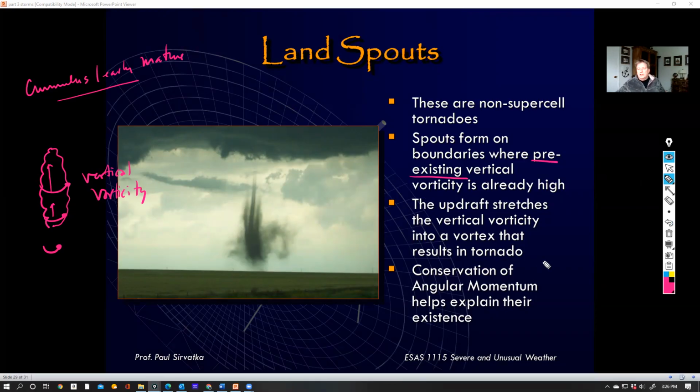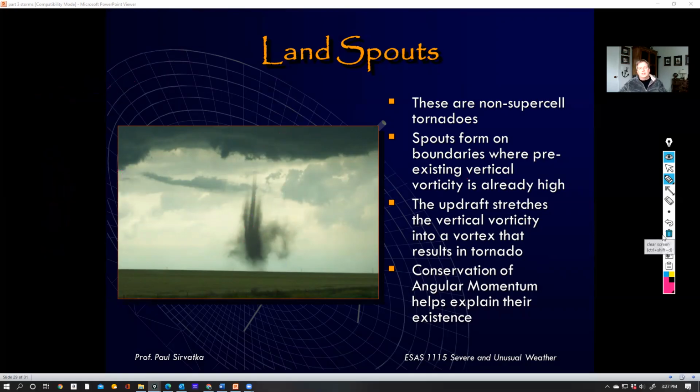Okay, the conservation of angular momentum: the smaller the rotation, the faster it's going to rotate. This helps explain its existence. It is not the whole thunderstorm up here rotating. It's just the rotation here. So we're stretching vorticity that already exists. And then the question is, well, why does that vorticity exist? Usually it's some boundary.